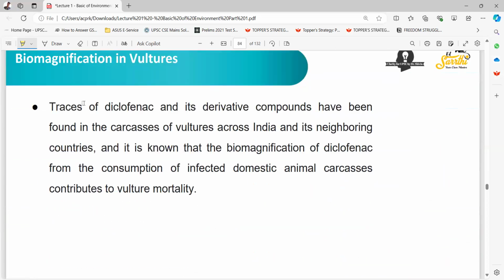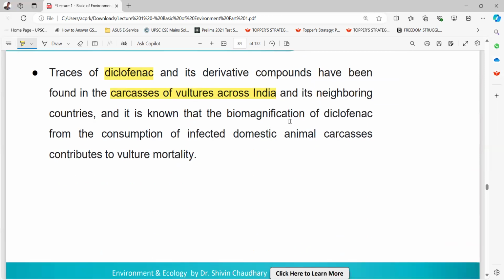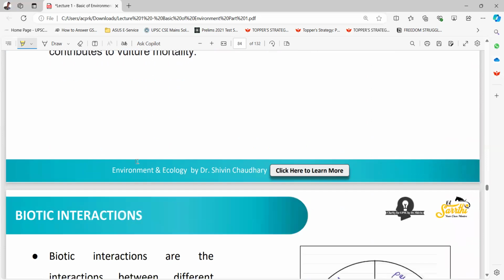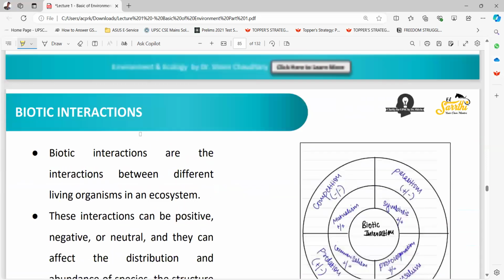Biomagnification in vultures. Traces of diclofenac and its derivative compounds have been found in the carcasses of vultures across India and its neighboring countries, and it is known that biomagnification of diclofenac from the consumption of infected domestic animal carcasses contributes to vulture mortality.